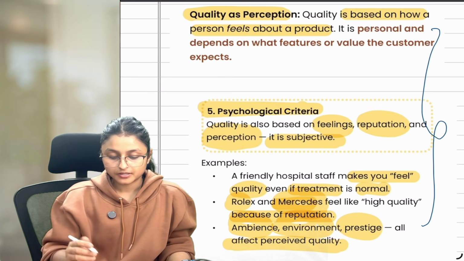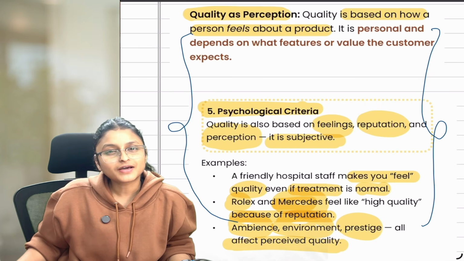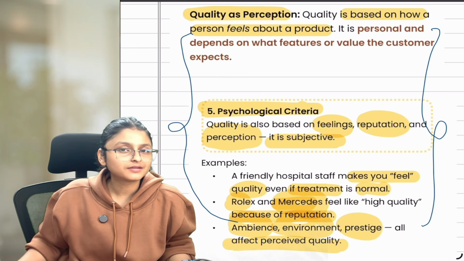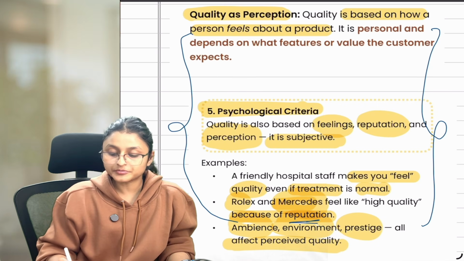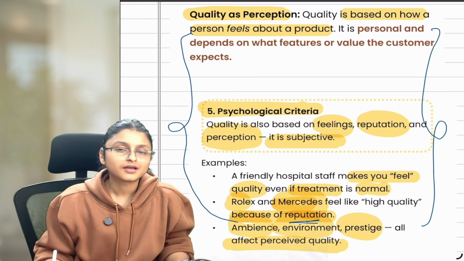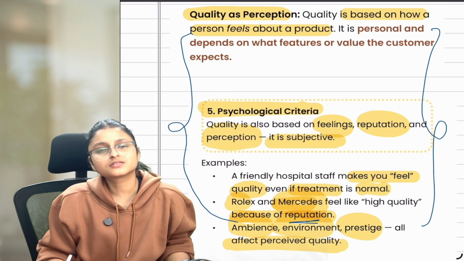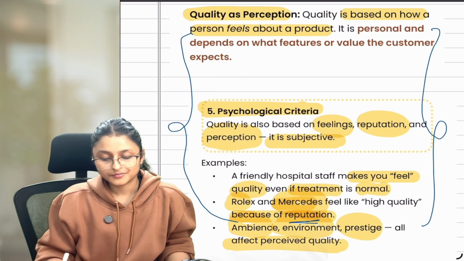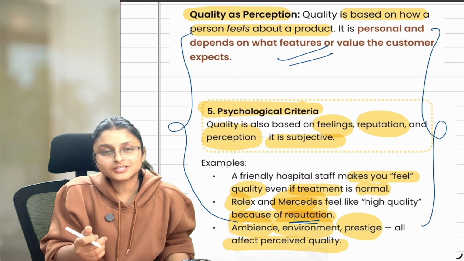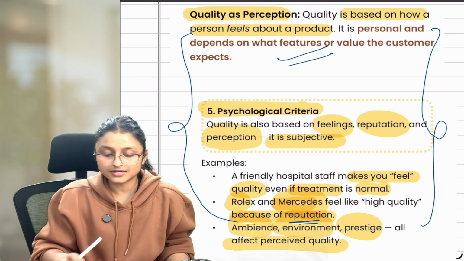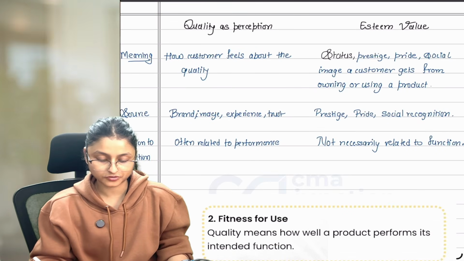Now think about it. By reading this quality as perception, do you remember one thing which we read in chapter 1? We read about esteem value, which was also focusing on reputation, prestige, or status. Do you think that quality as perception and esteem value are somewhat similar? Because here also perception is on the basis of brand or reputation. So somewhat they are talking about the same thing. Let's understand what the difference between both of them is.